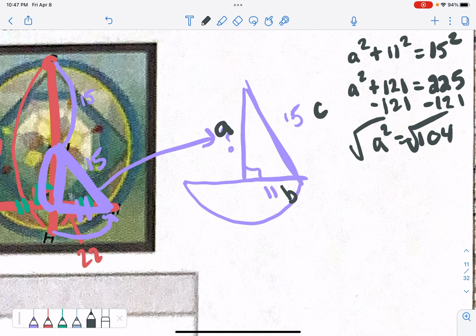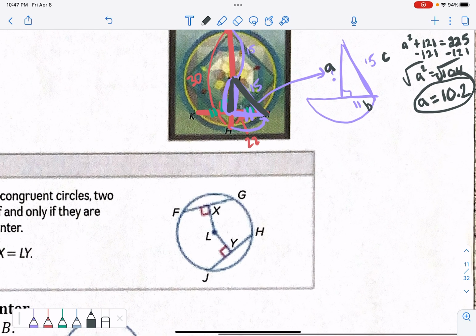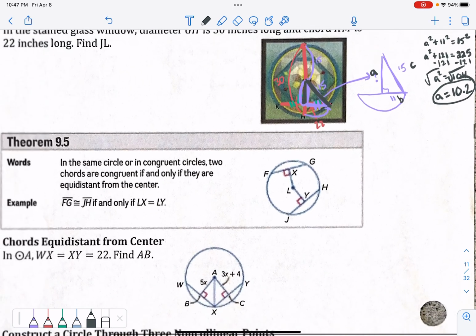Let's see what we get. The square root of 104 is, yep, 10.2. I was wrong. A equals 10.2 if we round correctly. So that is what this JL length right here will be. That was a little bit of a far-fetched example just because you had to create a radius here where there wasn't one already. But just mark up your diagram and use the Pythagorean theorem at a certain point.